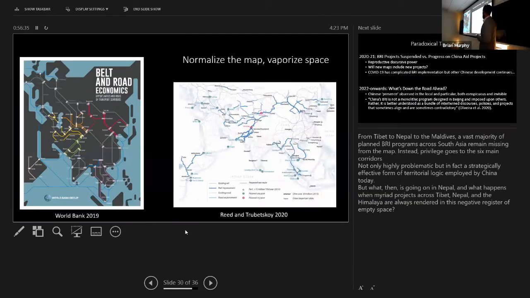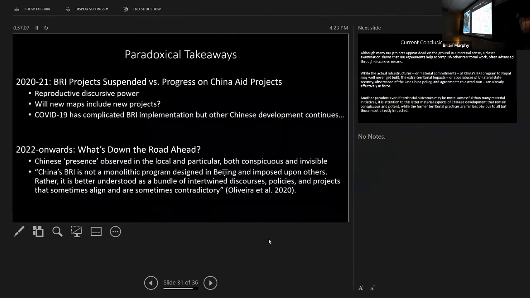Some more recent maps published by the World Bank render this region in the same way. Virtually nothing coming through here. So in Nepal, the BRI is still a big deal, even though much isn't being done. And in broader cartographic representations, those BRI agreements, BRI projects as promised and envisioned, are still left off the maps.